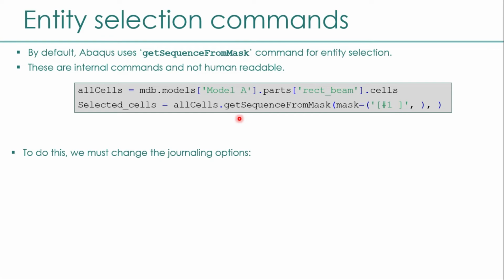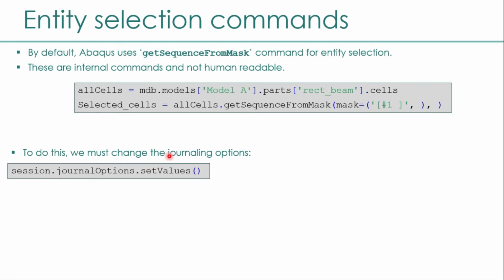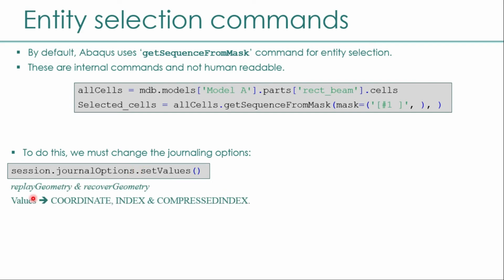That means we are able to override this getSequenceFromMask command with some alternative commands which are more human readable and which we can further use. You can access the journaling options from the session object model, and because this journal option has no constructor, you have to use the setValues method. And what options do we have to change? We have to change replayGeometry and recoverGeometry. The first option, replayGeometry, is related to the replay files, and recoverGeometry is related to the recovery file.